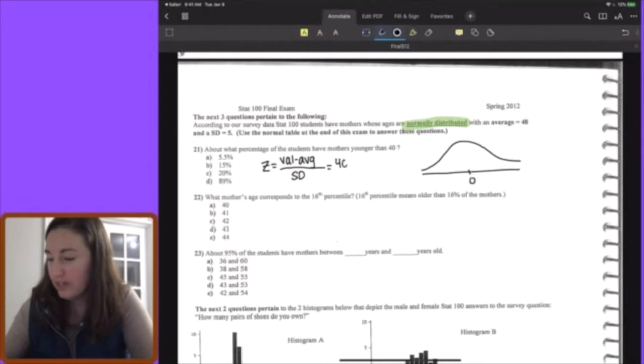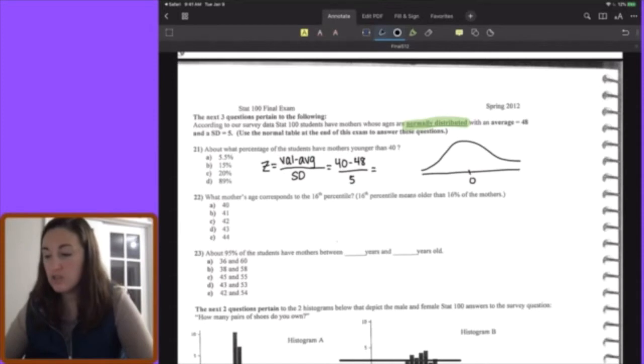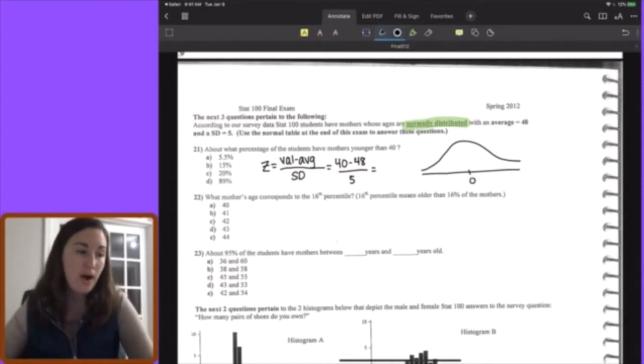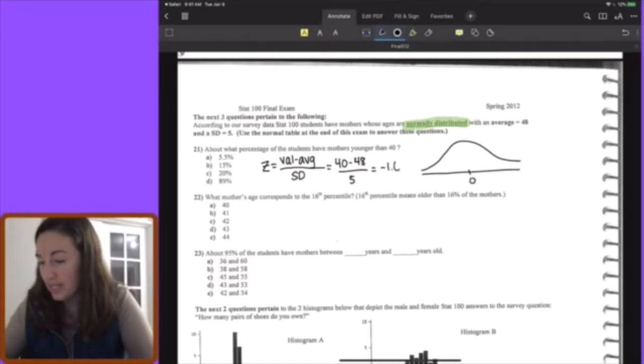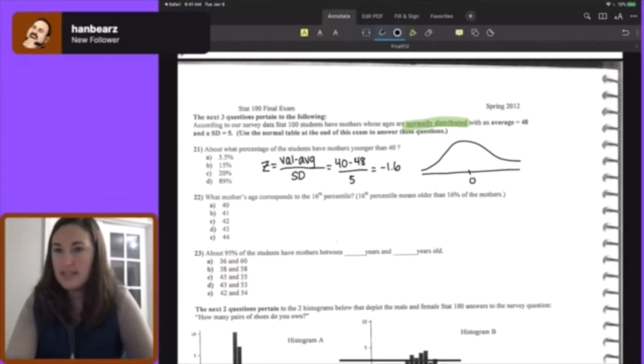So my value is 40, my average was 48, and my SD was 5. So I have a negative z-score, which actually makes sense here because 40 is below average. So I end up getting negative 1.6.